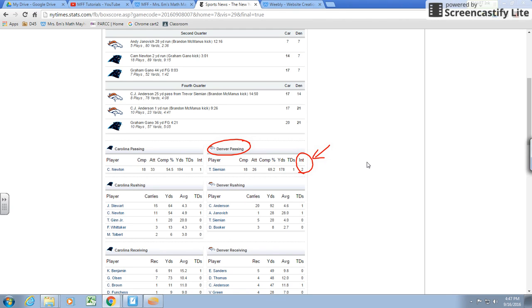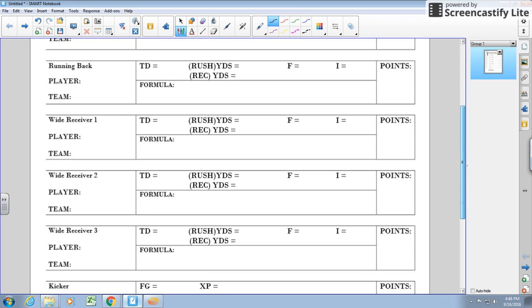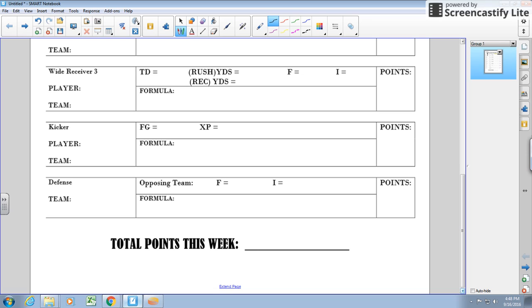So now I'm going to go to my scoring sheet, and then I'm going to look, and there's the defense formula. That's the formula we're going to use for defense. So I need to know fumbles and interceptions. Well, I just got interceptions. So I'm going to scroll down. So there were 2 interceptions thrown by Denver, and that was because of Carolina Panthers.